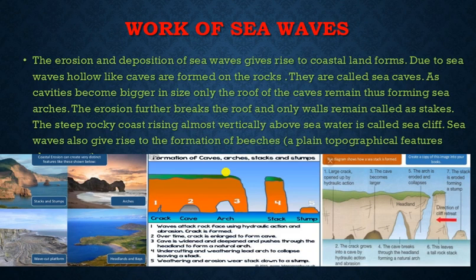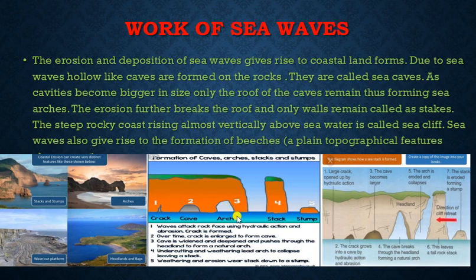Due to sea waves, hollow-like caves are formed on the rocks. Here in this picture, you can see when the rock stratum along the coast is continuously struck by waves, these portions close to the ground are eroded. First, small cracks are formed, then these cracks are widened, and the second formation is a cave. When these caves are further deepened and eroded, they give birth to the formation of arches.